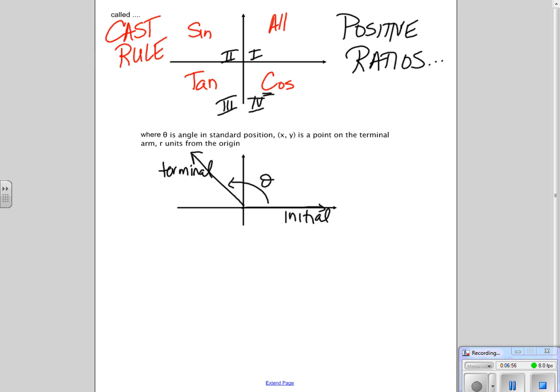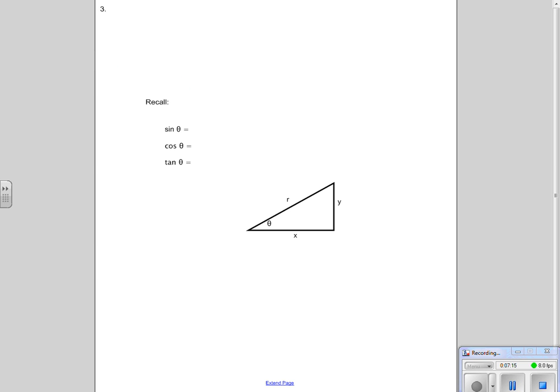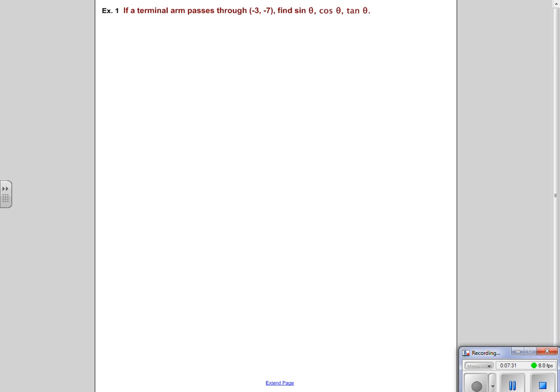Rotating counterclockwise, and (x, y) is a point on that terminal arm, r units from the origin. So recall, we're going to put all of this together. Sine theta is y over r. Cos theta is x over r, and tan of theta is y over x. With all of that in our head, we are going to answer some questions.